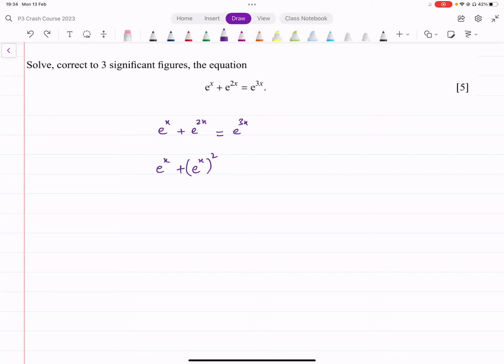Now, what substitution could you use? You could substitute e power x with another variable. Now you've got e power x here. That's fine. You could replace it with another variable. But what about e power 2x? And what about e power 3x? For that, what you do is you write e power 2x as e power x whole square. And similarly, you write e power 3x as e raised to power x whole cube. You just write it a bit slightly differently.